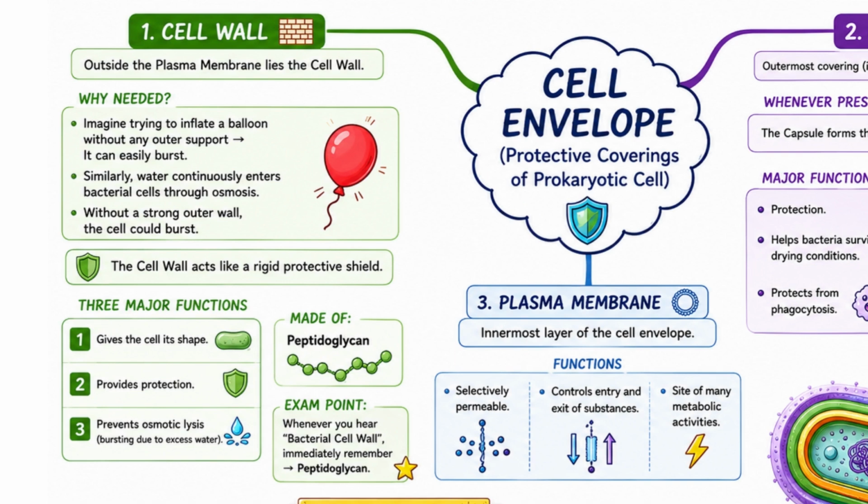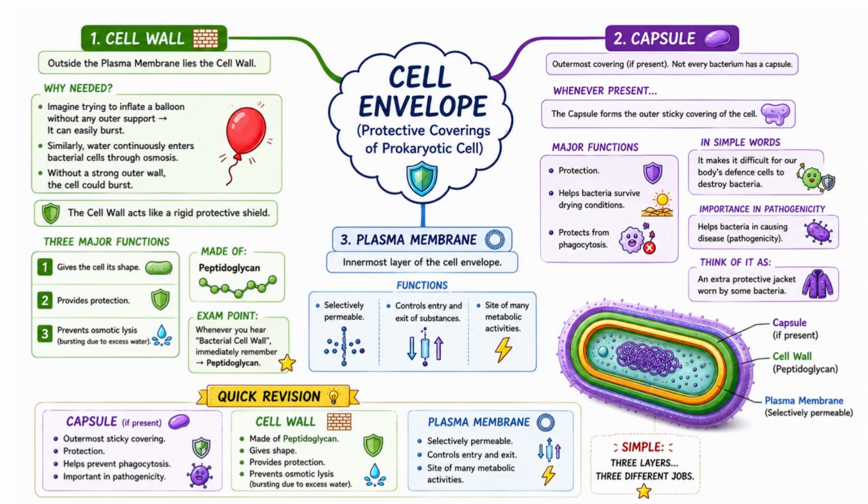Capsule. Now let's move to the outermost covering. Notice something written in the diagram. It says, capsule, if present. That means not every bacterium possesses a capsule. Some do, some don't. Whenever present, the capsule forms the outer sticky covering of the cell. Its major function is protection. It helps bacteria survive drying conditions.